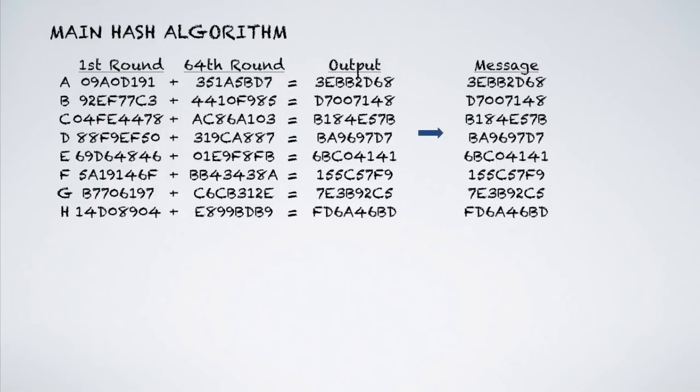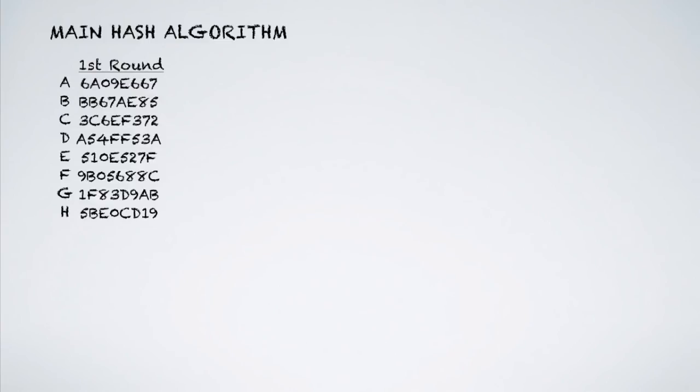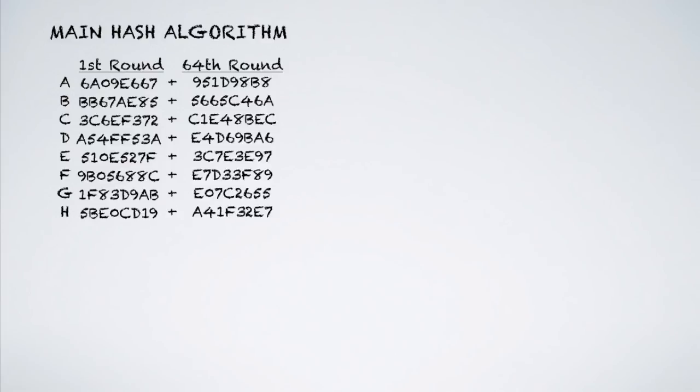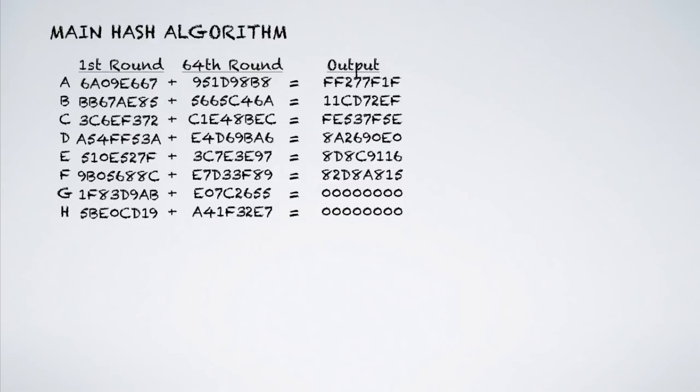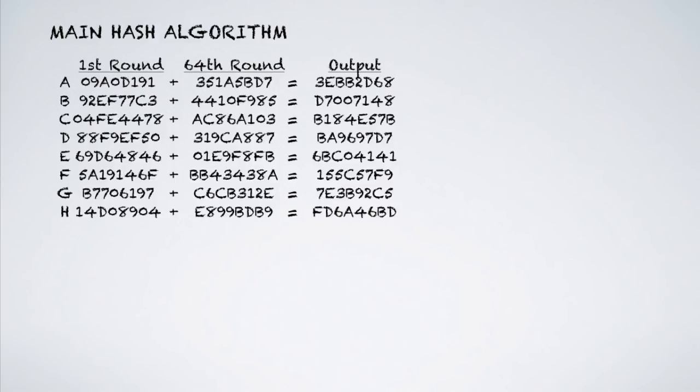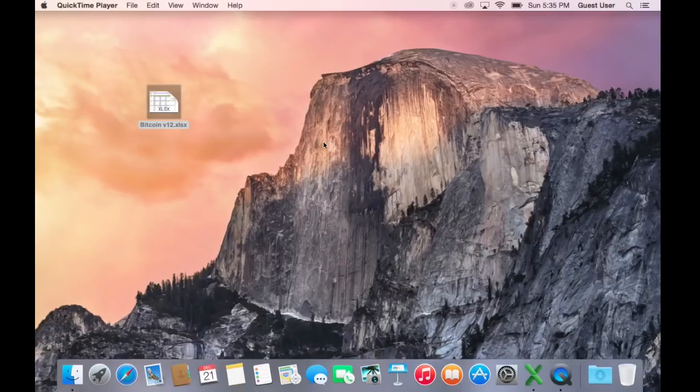This new output becomes the message for the second SHA-256 round. It is padded in a similar manner to what was done previously, and it is also run through SHA-256. If the output meets the criteria, hooray! That block has been successfully mined. If not, the nonce is changed and this whole process is repeated.